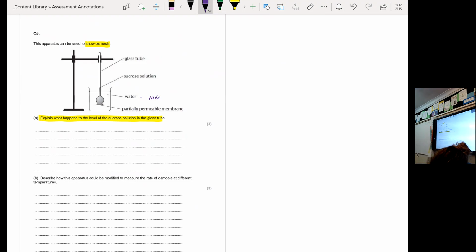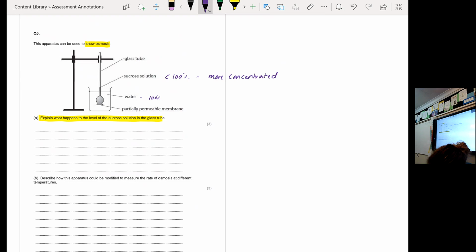My sucrose solution, okay, it hasn't given me a concentration, but I'm going to say that it is less than 100%. That's the only thing that I can make out because obviously I'm going to have sucrose in there. There's less water in there. Okay, now using that information, I can assume that water is going to move into my sucrose solution because that is more concentrated.